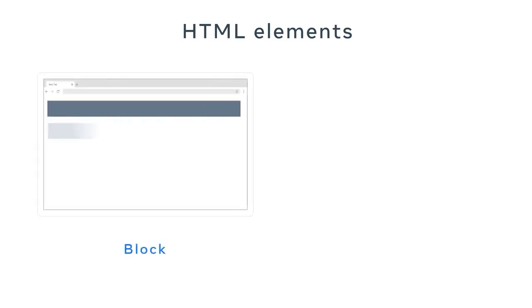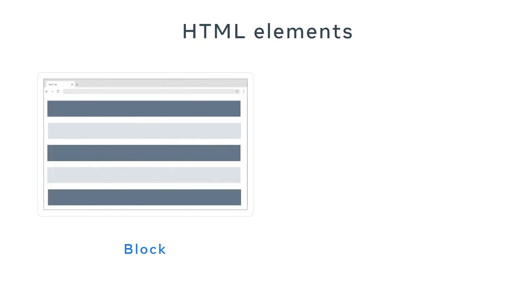A block-level element will occupy the full horizontal width of its parent element and the vertical height of its content. Each block-level element will have a new line before and after. Therefore, multiple block-level elements will stack on top of each other like a stack of boxes.